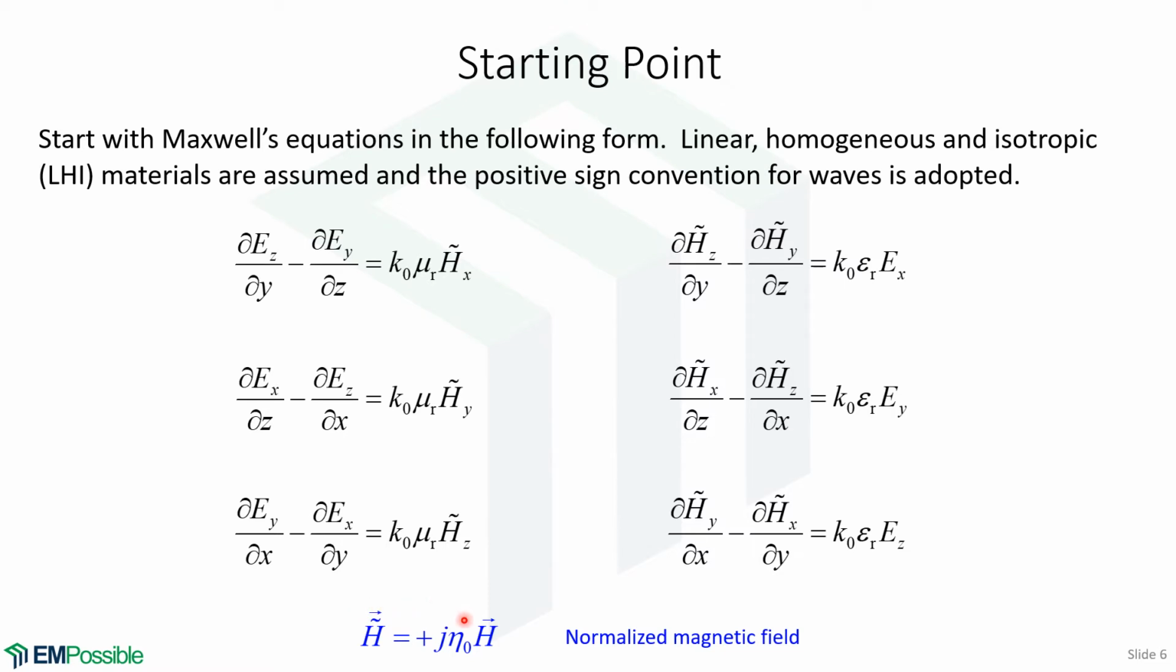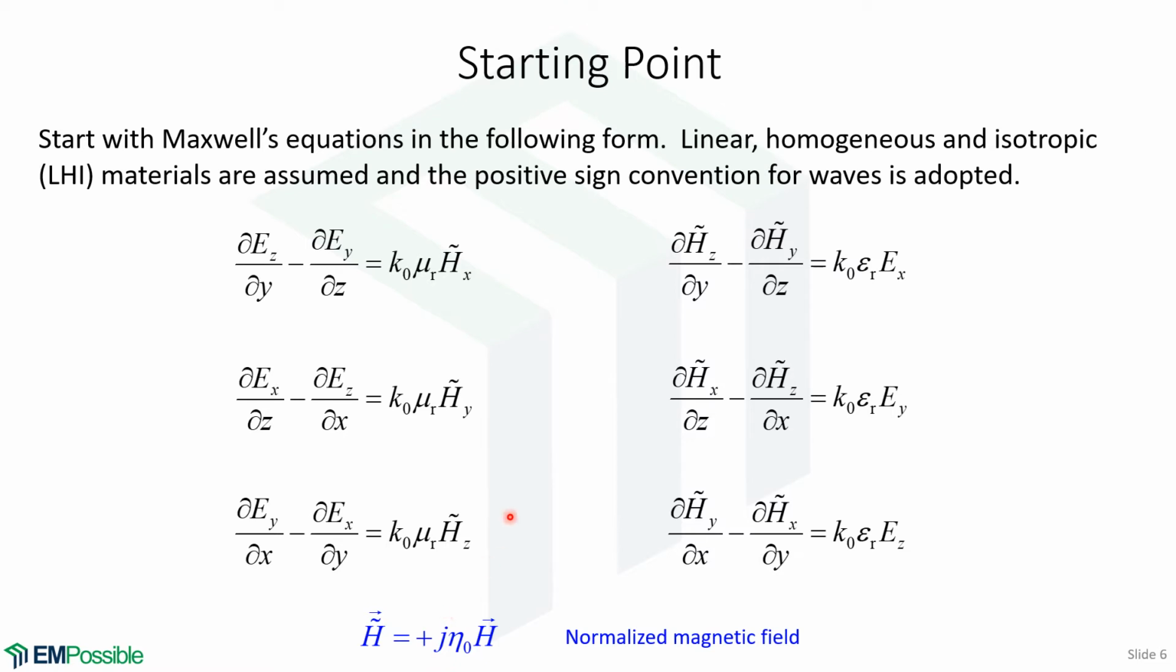Remember why we're doing this. We're multiplying by the free space impedance. That makes the electric and magnetic fields the same order of magnitude. That leads to very robust numerical computation. I am also including a positive j here. This numerically does not need to be here. I do this purely for selfish reasons.